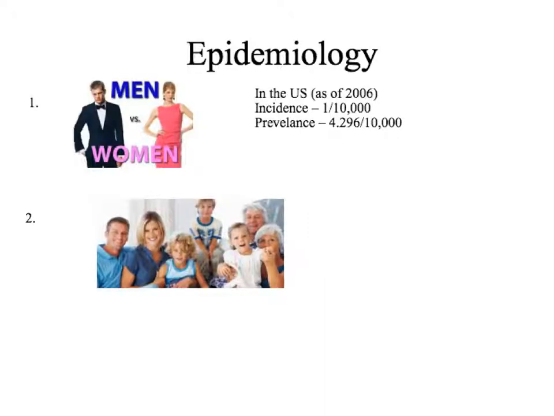So first, the epidemiology. It's more common in men than in women, although it occurs in both groups, and it's found in every age group. One thing to note is that it has an incidence of 1 in 10,000 and a prevalence of 4.296 in 10,000. This data comes from 2006. And the thing that's, I think, important to note about this is that it's more common than some other more well-known diseases, such as irritable bowel disease, for example.